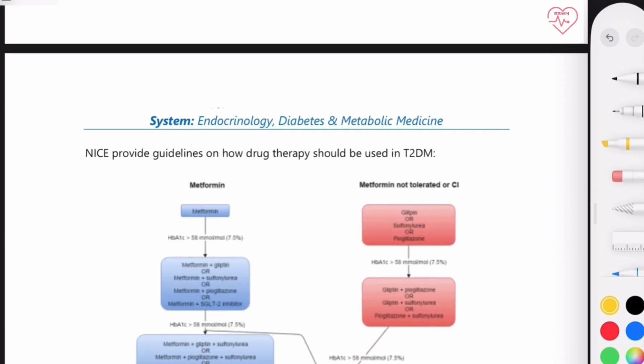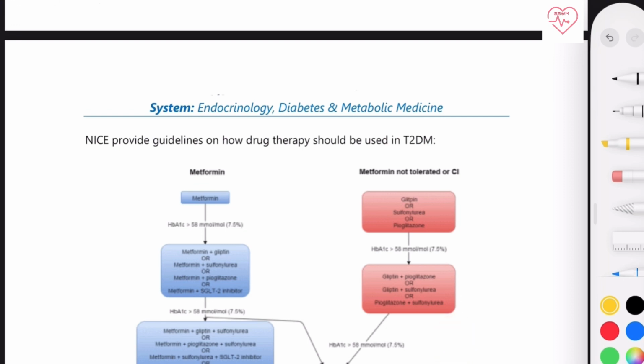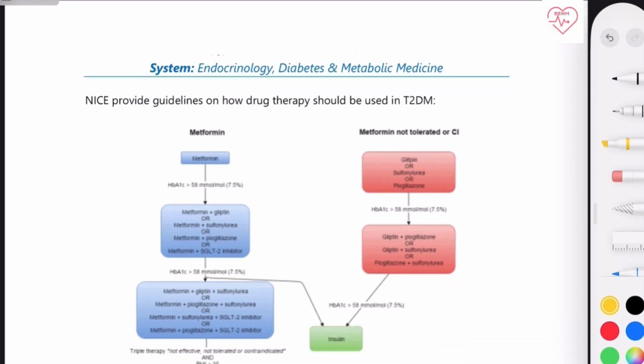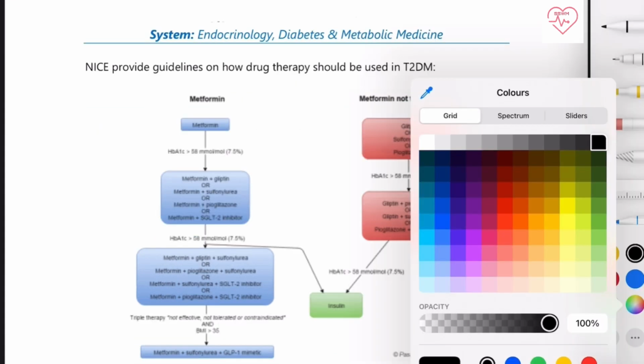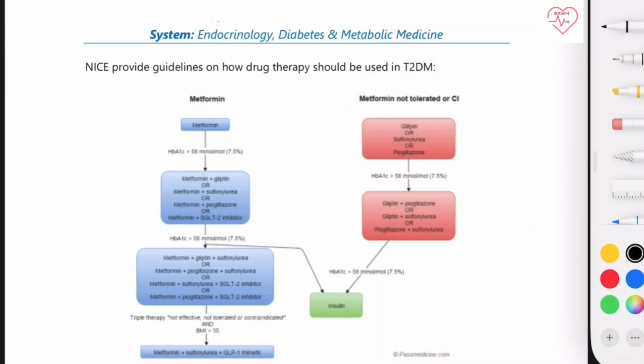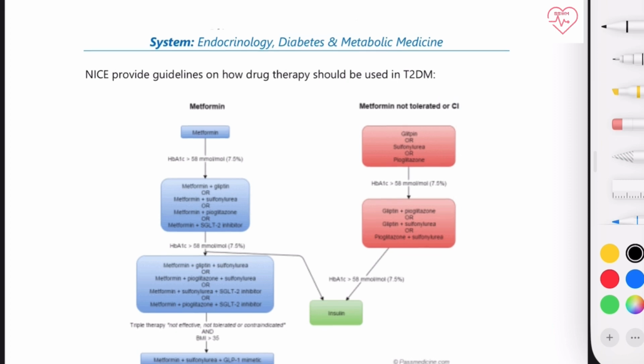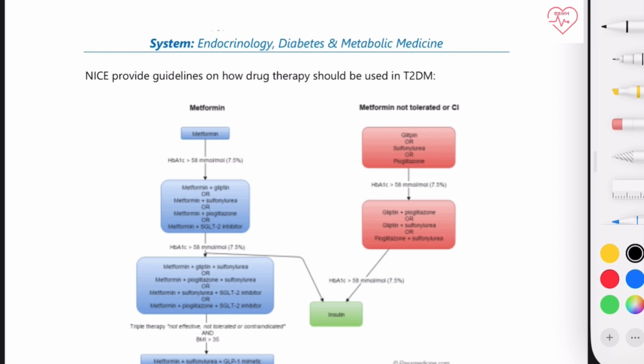Now this is NICE, which provides the guidelines on how drug therapy should be used in T2DM. Guys, everything given in this chart you can go through. There is metformin given, you can just see it. And I already told you the management related to type 1 diabetes mellitus and type 2 diabetes mellitus. We already discussed the pathophysiology. We already discussed the basic introduction related to type 2 diabetes mellitus. So this is all about this lecture.